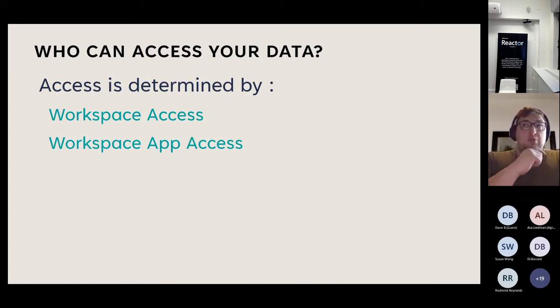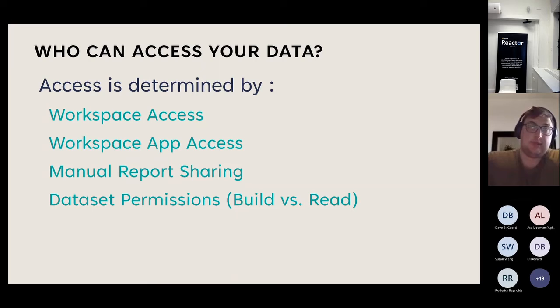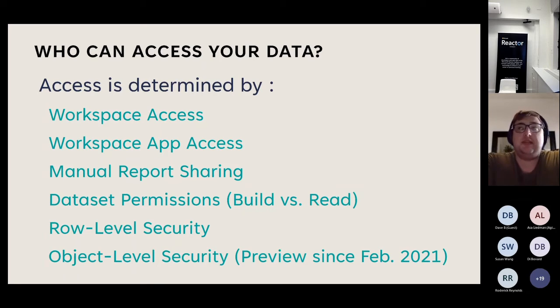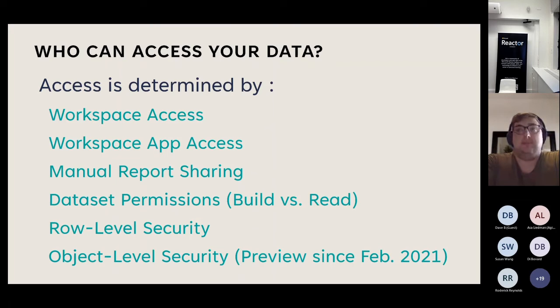Do they have access to the workspace app, to the app that is inside of Power BI? Have they been shared the report and the data set manually? Has someone given them permissions on the data set directly, build permissions or read permissions? Do they have row-level security enabled to their group? Do they have object-level security enabled for their group? And that is a lot of different access points, which you need to be able to get a hold of. And it's not always easy.